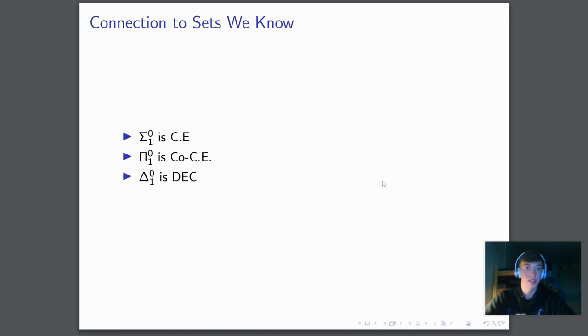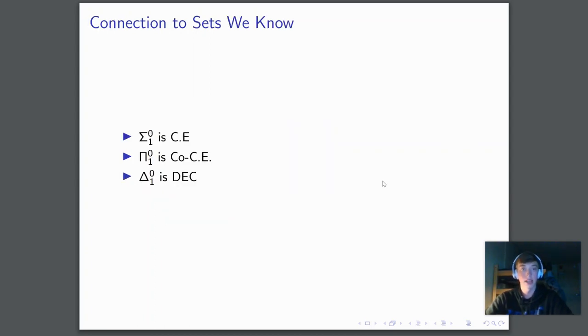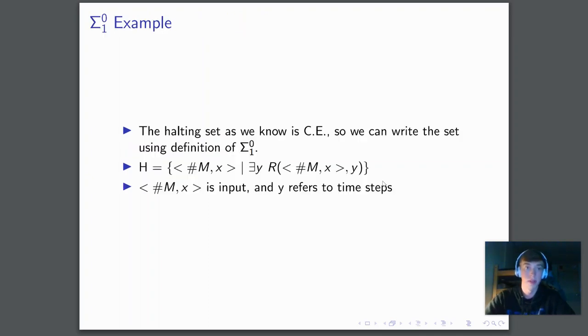One way to understand the sets that we had before is now in terms of the arithmetical hierarchy. So sigma 01 is actually just the computably enumerable sets. Pi 01 is the co-computably enumerable sets, and delta 01 is decidable. As you saw from before, the intersection between sigma 0n and pi 0n is delta 0n. And as we know, if a set is CE and co-CE, then it becomes decidable, and that's shown here as well.